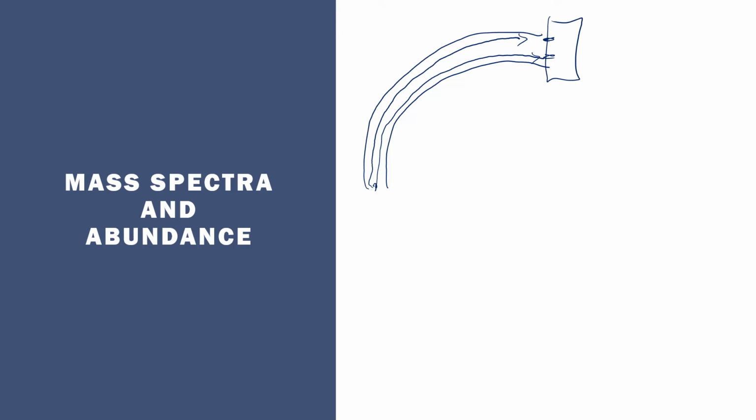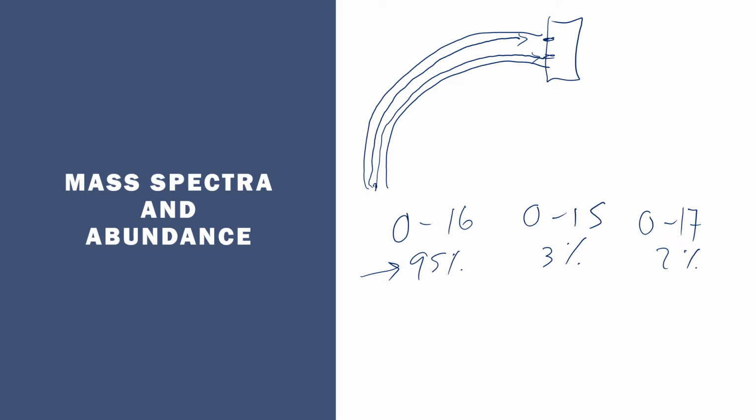So we talked about oxygen. Oxygen might have oxygen-16, oxygen-15, oxygen-17, or whatever they are. Most of the oxygen that you're going to see is going to be oxygen-16, maybe 95% or more. I don't know the numbers off the top of my head, but this is just an example. And maybe another 3% of the oxygen atoms are oxygen-15, and the last 2% are 17. So this is what we call the abundance. And of course, these are the isotopes.